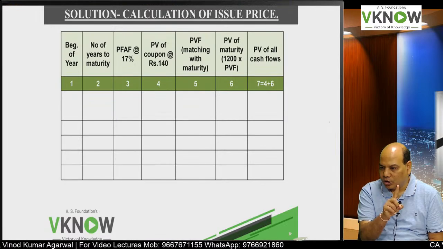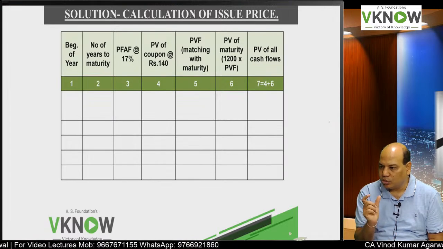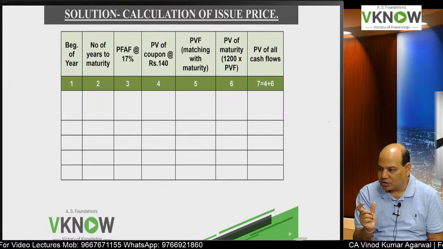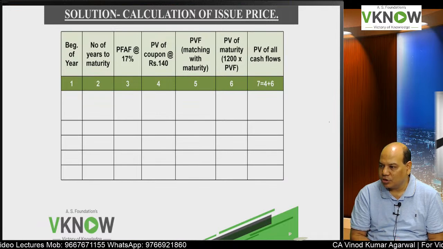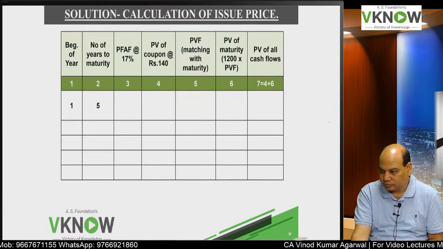Write down the column numbers 1, 2, 3, 4, 5, 6. Column number 7 will be 4 plus 6, where 4 is the present value of coupon and 6 is the present value of maturity. Is that right? So now write down the first answer, beginning of year 1.